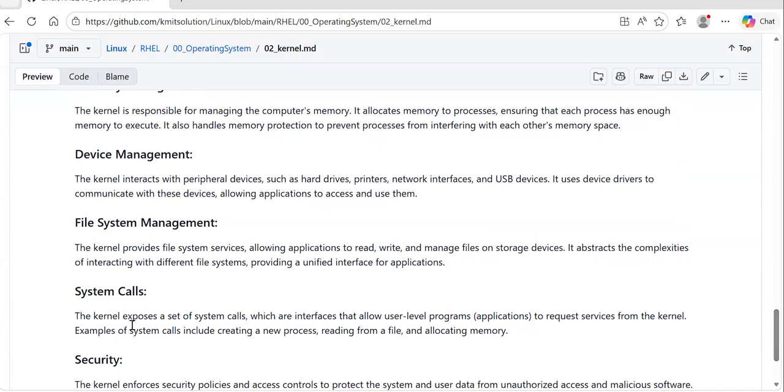System call: the kernel exposes system calls, which are interfaces that allow user level program applications to request services from the kernel. So whenever we run a command, that is called the system call. For example, system calls include creating a new process, reading from a file, allocating memory.